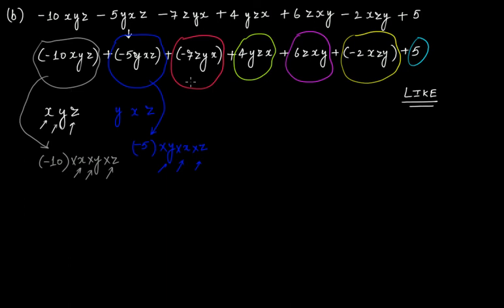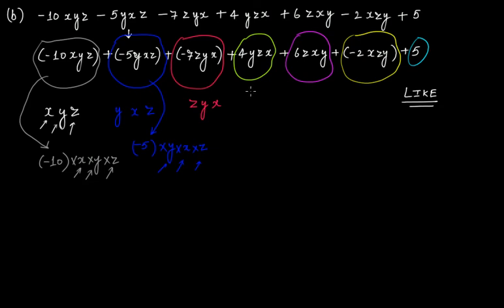What matters is whether you have exactly the same number of variables or not. What about this one? This is minus 7 zyx. Again, what are the 3 algebraic factors? The 3 algebraic factors are actually z, y and x. Only the orders are different, the rest of the variables are the same. X, y, z, y, x, z, z, y, x. These 3 are like terms.